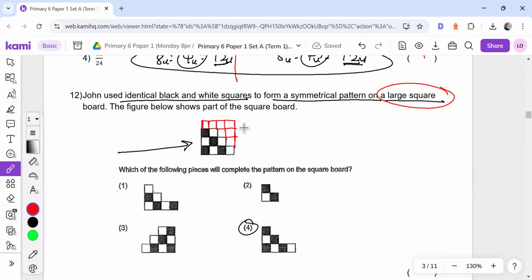And then you can see a pattern on this figure. The shaded squares are alternate. Can you see the shaded squares, they are alternate? Something like that. Go and draw that. Once you draw that already, then you look at your 1, 2, 3, 4. Is there a 1, 2, 3, 4 the same as the one that you draw? Which one is the same as what you draw? Isn't this the same?